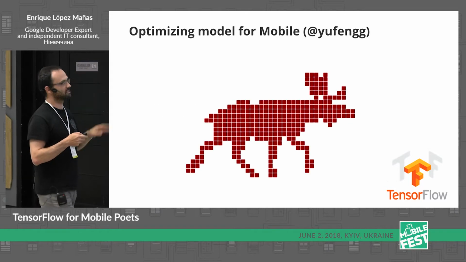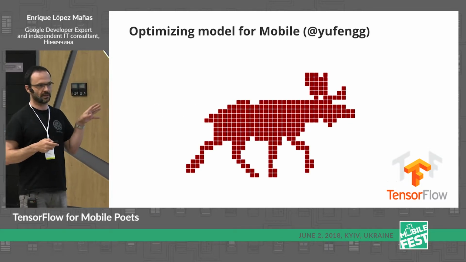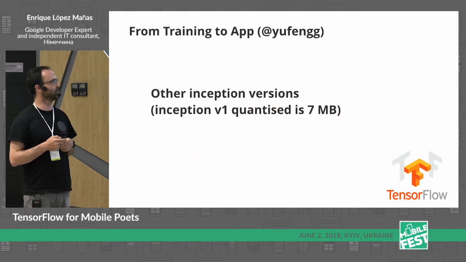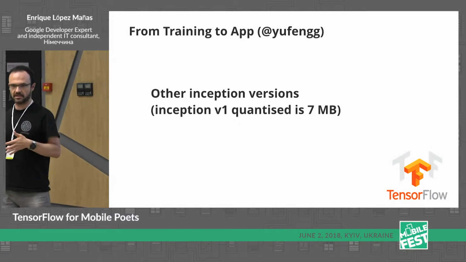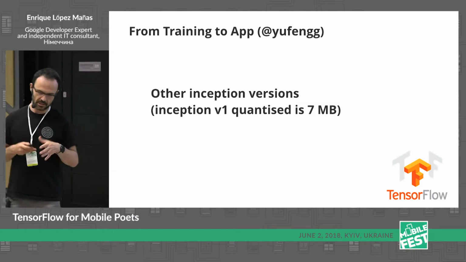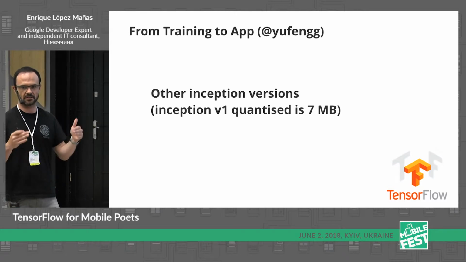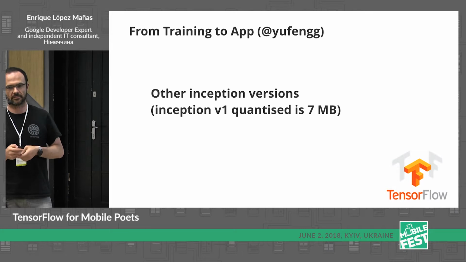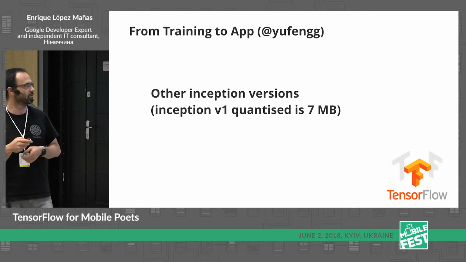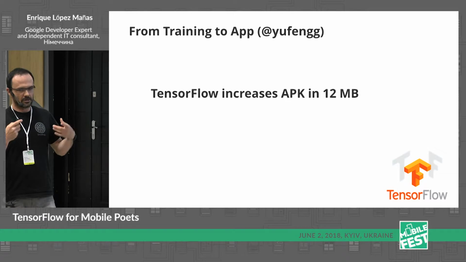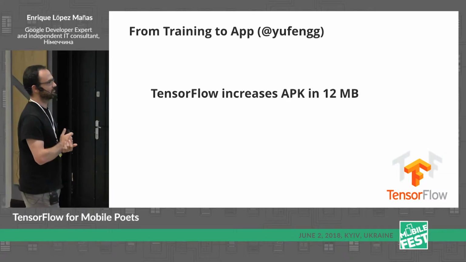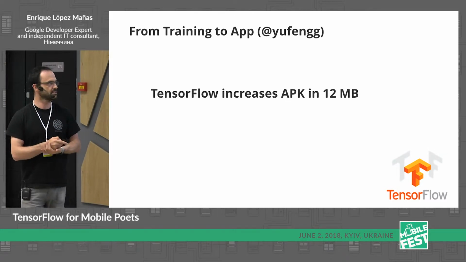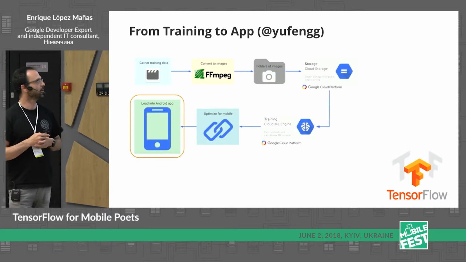When that's done with the Inception version 4 network from TensorFlow, and there are other ones, like version 1, when the model is quantized, it's only 7 megabytes. So that's something you could consider. If this 20 megabytes is still a lot, you could use the first version of the Inception network. Now, one more thing to consider is the APK size. TensorFlow increases the APK by 12 megabytes in the case of Android. So that's something you also need to consider for your mobile app.